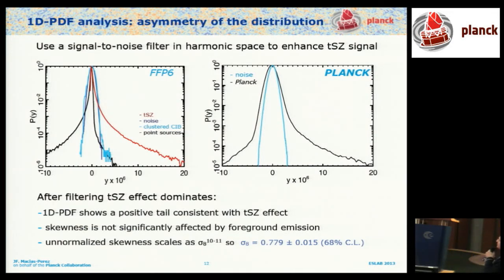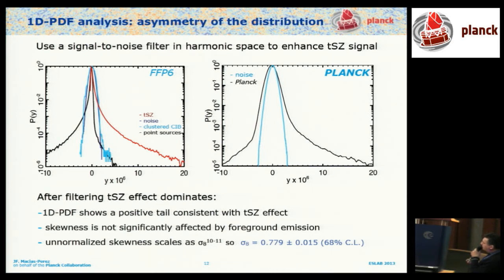The other thing we did is a higher-order statistic analysis of the map. For this, we use the 1D probability distribution function. Before doing that, we filtered the maps in the same way that we did before, for illustrative purposes. And we computed the 1D PDF of the maps. We did both for the simulation and for the Planck map. So here you have the 1D PDF for the simulation. This is the probability distribution function as a function of y.